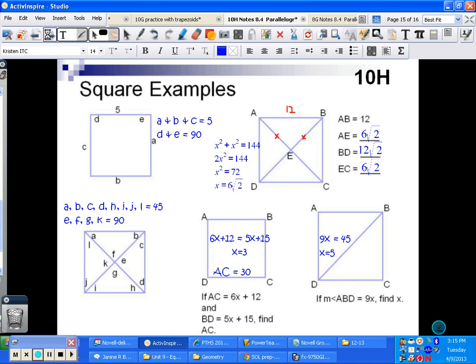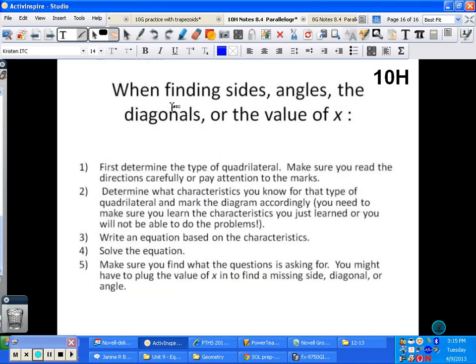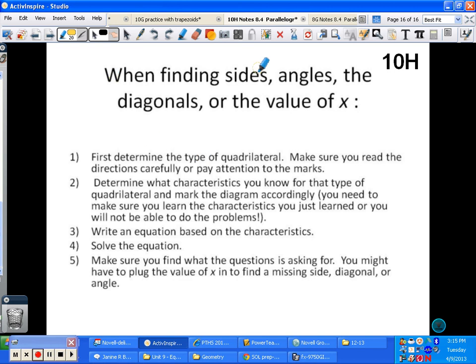So next page is really just information for you, some things to keep in mind when finding sides, angles, the diagonals, or the value of x. First, determine the type of quadrilateral. I think your teachers would all stress this is the most important thing. Rectangles have things that apply to them that don't apply to rhombi, and vice versa. So make sure you know what kind of quadrilateral it is. Determine what characteristics you know for that type of quadrilateral and mark the diagram accordingly. I think marking the diagram is probably the number one thing that students miss out on, that if they did, they would make fewer mistakes.